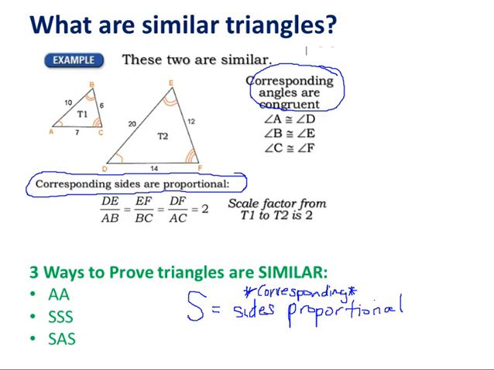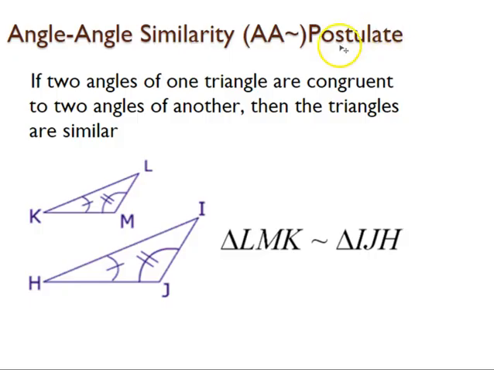So let's take a more in-depth look at the three ways that we can prove triangles are similar. The first one is the angle-angle similarity postulate. Just angle-angle. What that means is if two angles on one triangle are congruent with two angles on another triangle, then the triangles are similar. So if we can prove two sets of corresponding angles, then we can prove that the two triangles are similar. We only need two angles, that's it.